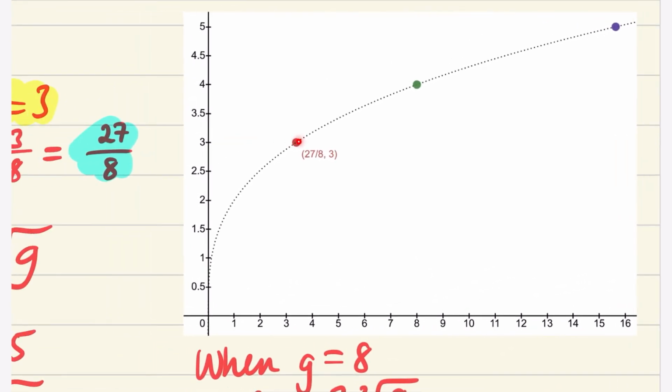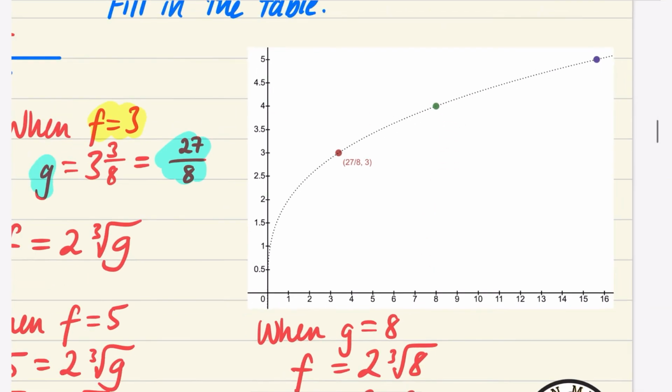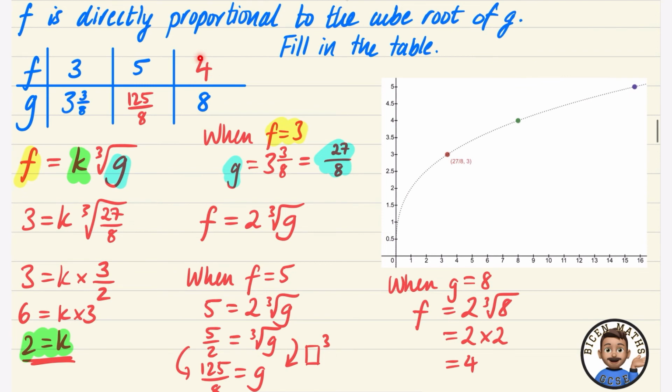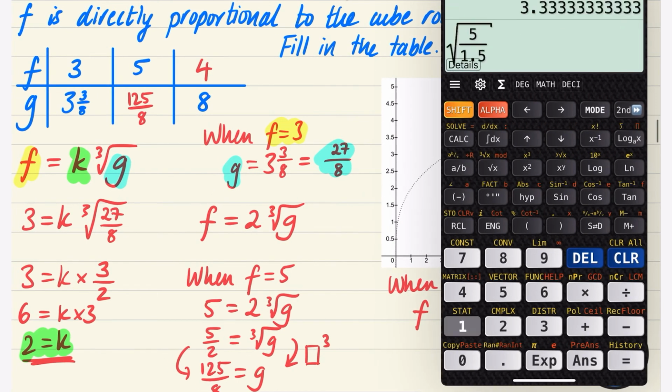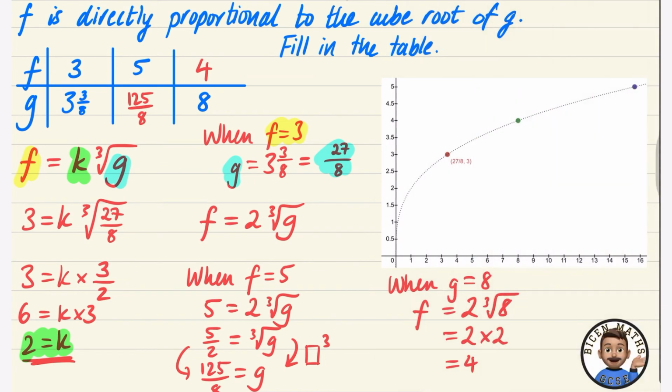We had the first one, which was the 27 over 8 and 3, and then we have this one, which is the 8 and the 4, so you can see that when g is 8, f is 4, and then over here you can see that when g was 125 over 8, I'll just quickly show you what that is as a number. 125 over 8 is nearly 16, it's in between 15 and 16, and you can see that you get that f is equal to 5.